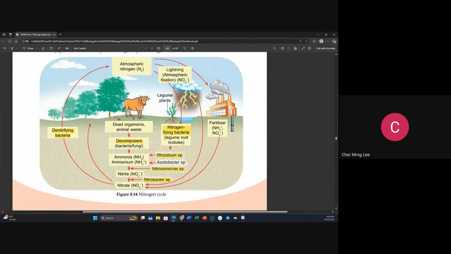not used. It will be broken down by the denitrifying bacteria, and the nitrogen gas will be released back into the atmosphere. Okay, so this is how the nitrogen cycle comes out.